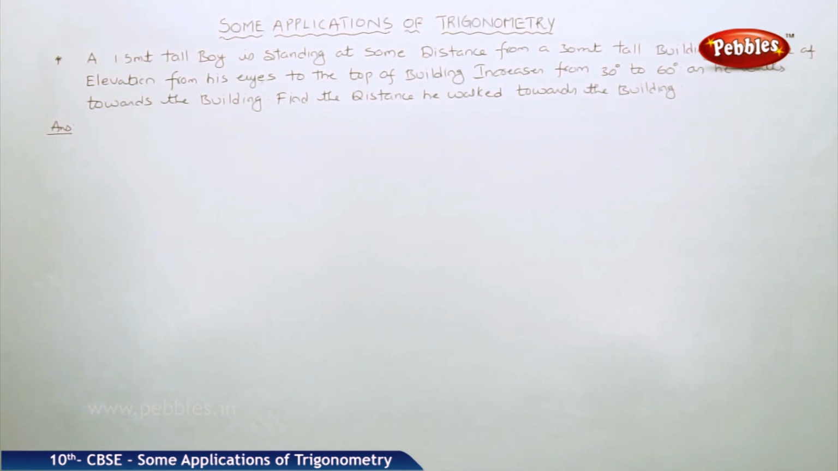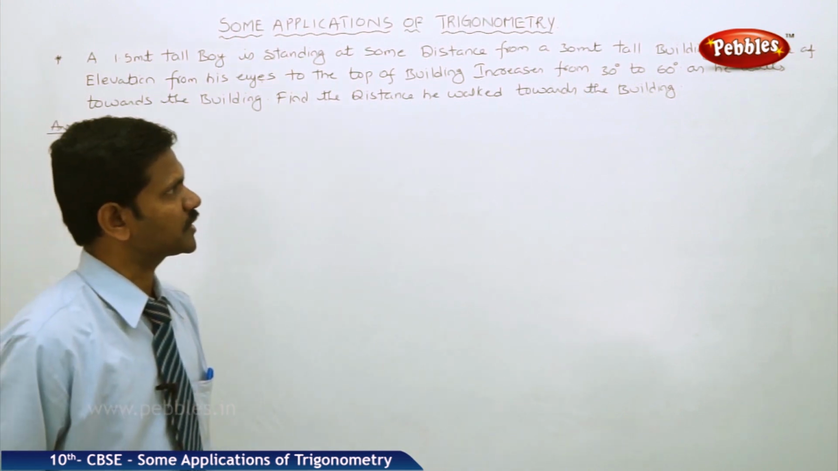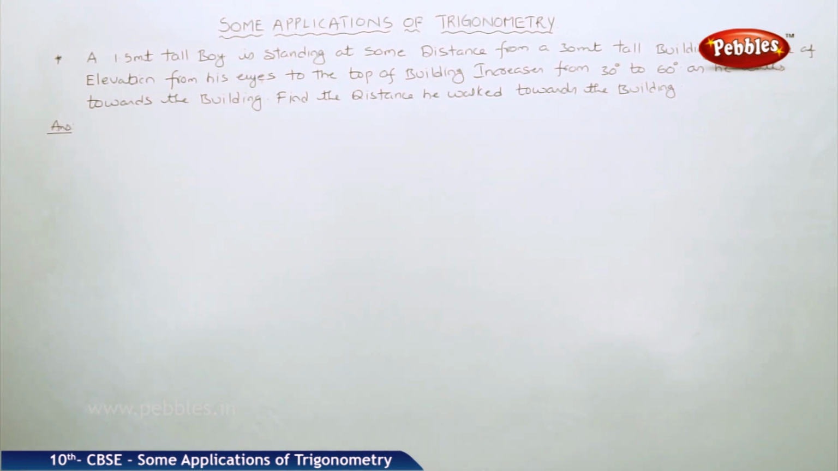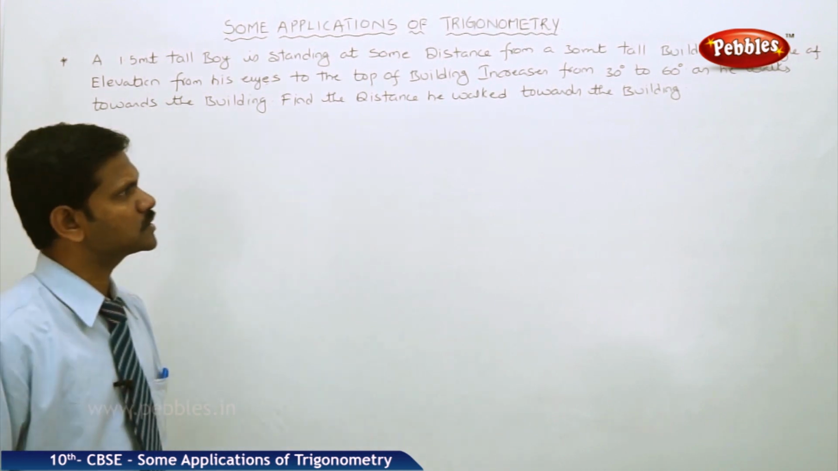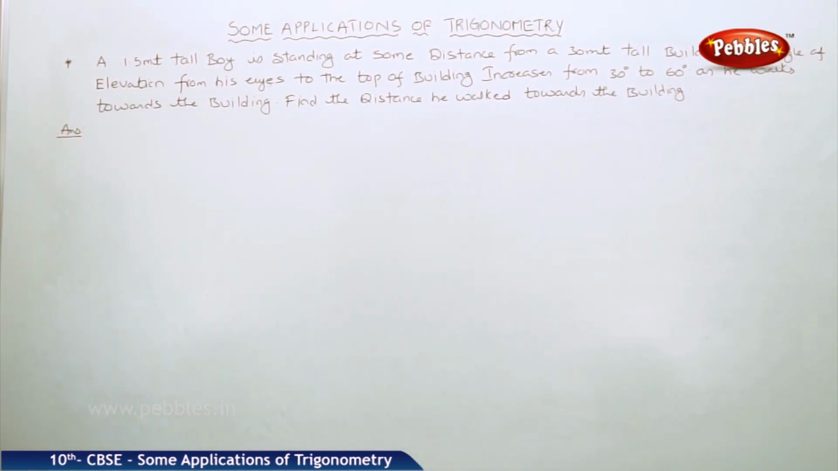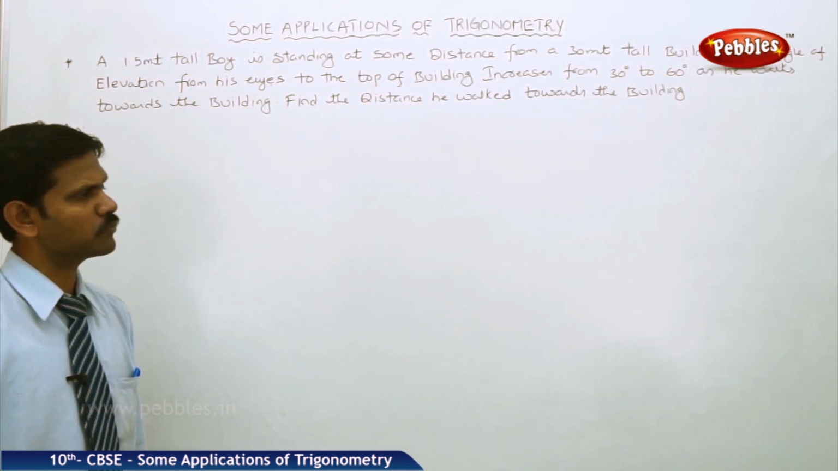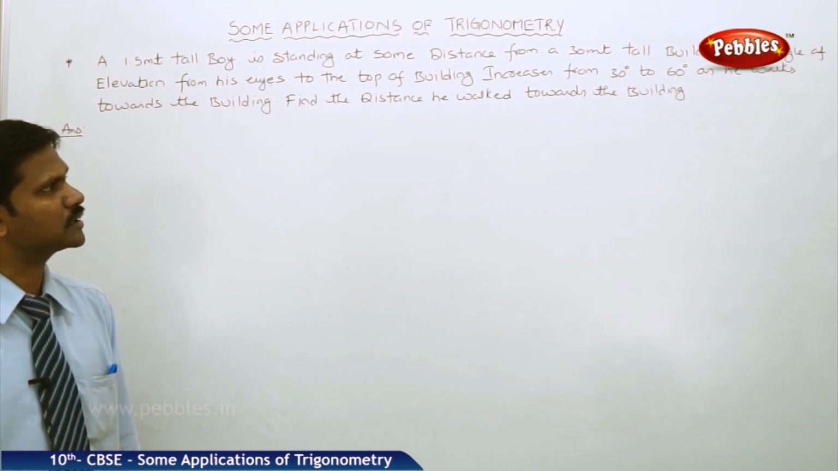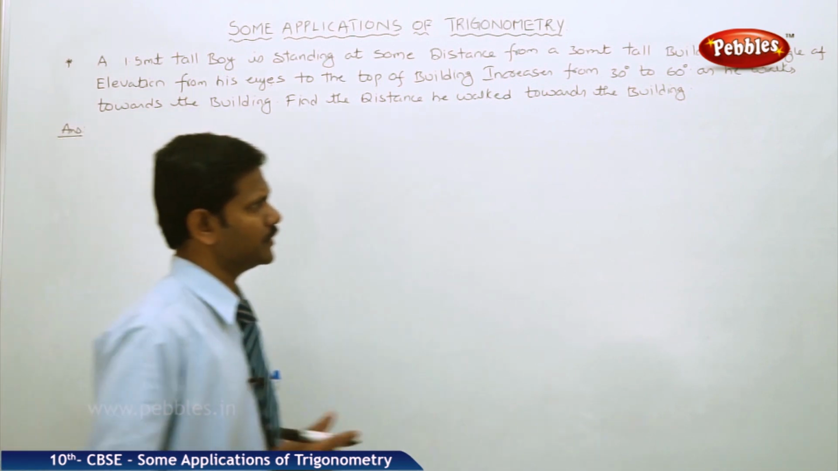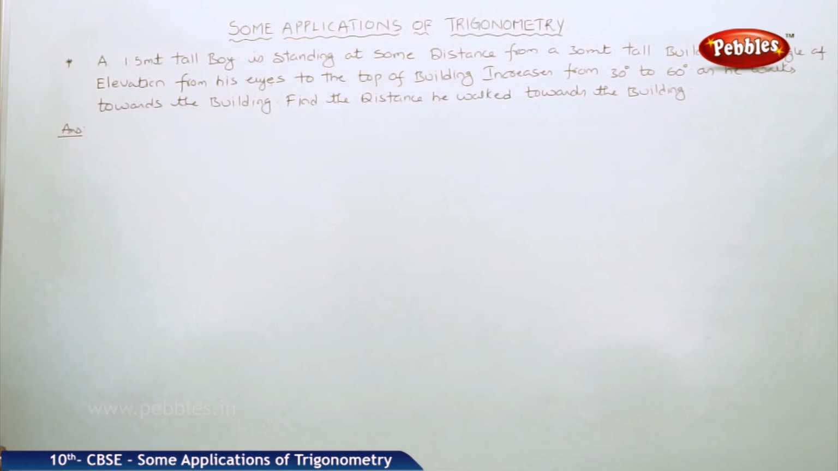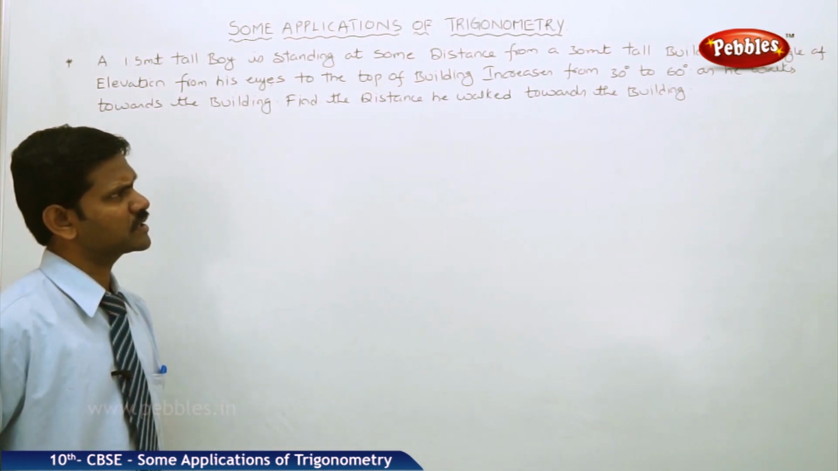A 1.5 meters tall boy is standing at some distance from a 30 meters tall building. The angle of elevation from his eyes to the top of the building increases from 30 degrees to 60 degrees as he walks towards the building. Find the distance he walked towards the building. It is quite a different question from the other questions. Now let us see. A 1.5 meters tall boy is standing at some distance from a 30 meters tall building.